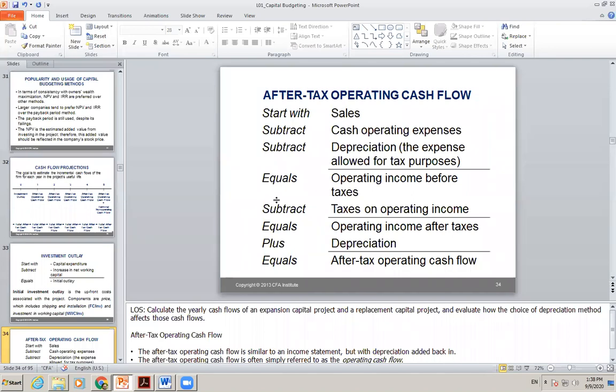Directly tax. We get EBT, earnings before tax, and minus tax on operating income. That will give you operating income after tax, plus depreciation. Depreciation is the non-cash item which should be added back. So we add the depreciation back after deduction of the tax, and we receive the after-tax operating cash flow. So this is how we calculate it.